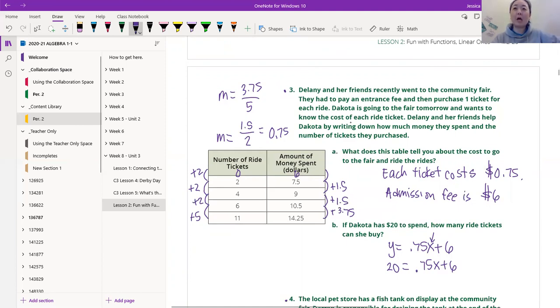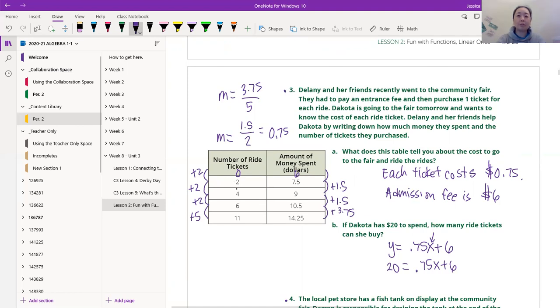Delaney and her friends help Dakota by writing down how much money they spent and the number of tickets they purchased. So they've already gone. I guess they were not being very nice friends because they didn't go with Dakota. Maybe Dakota wants to go with her family. I don't know.